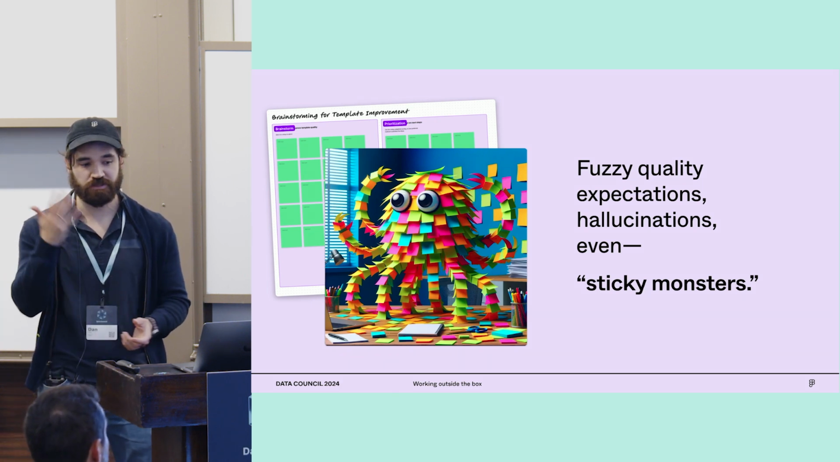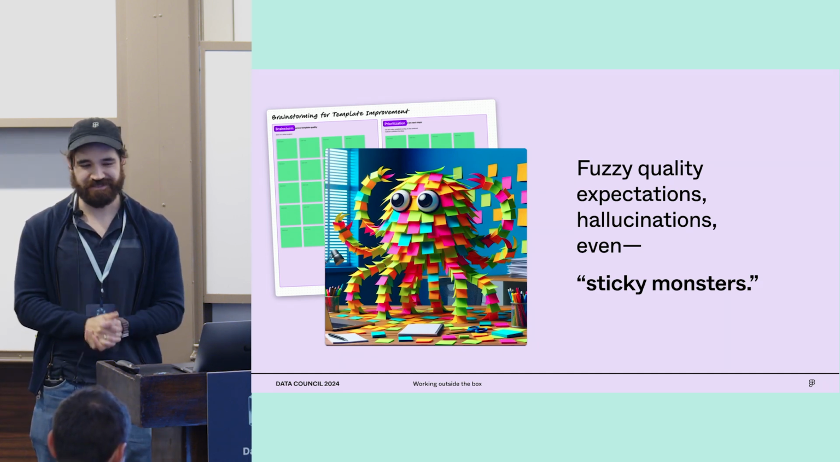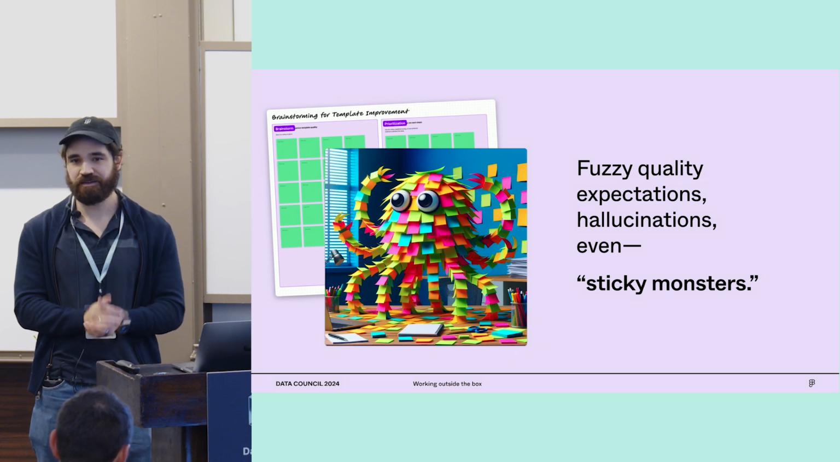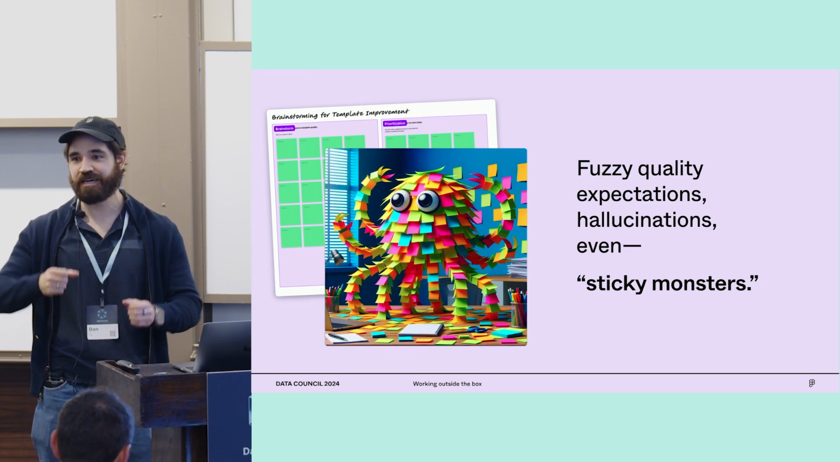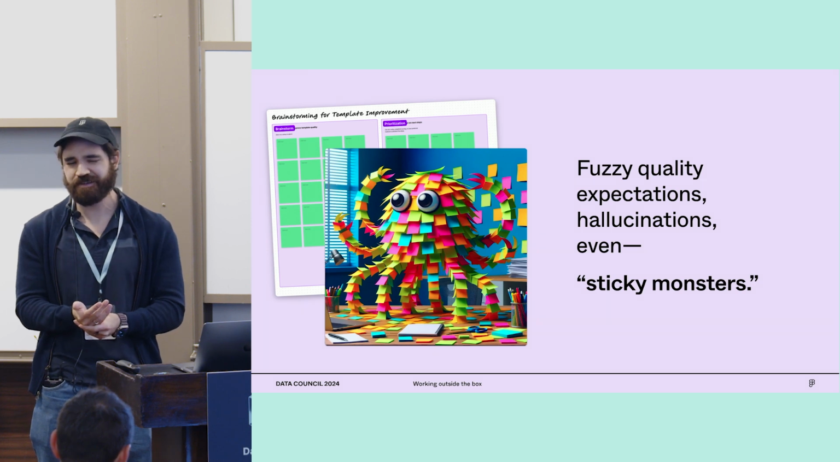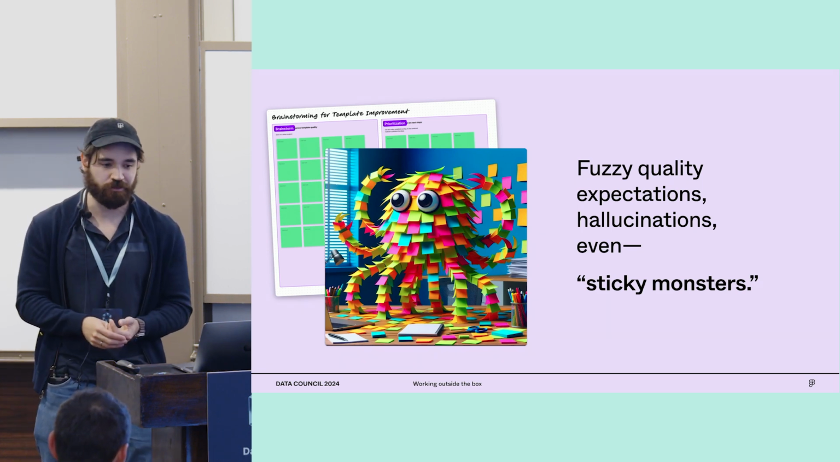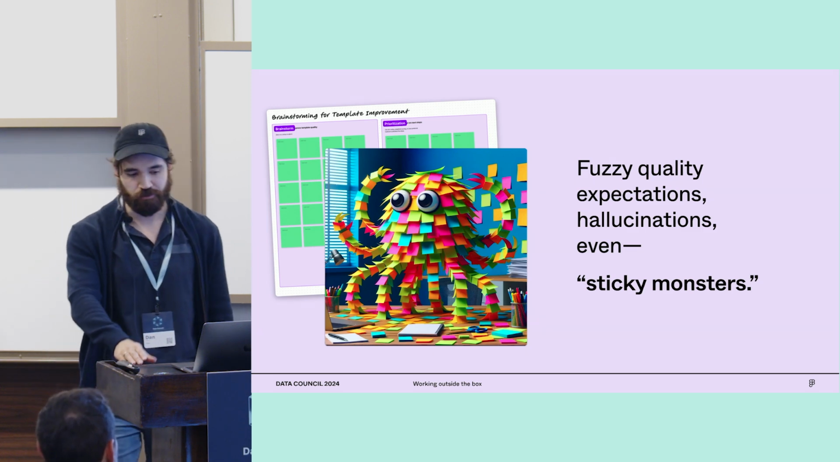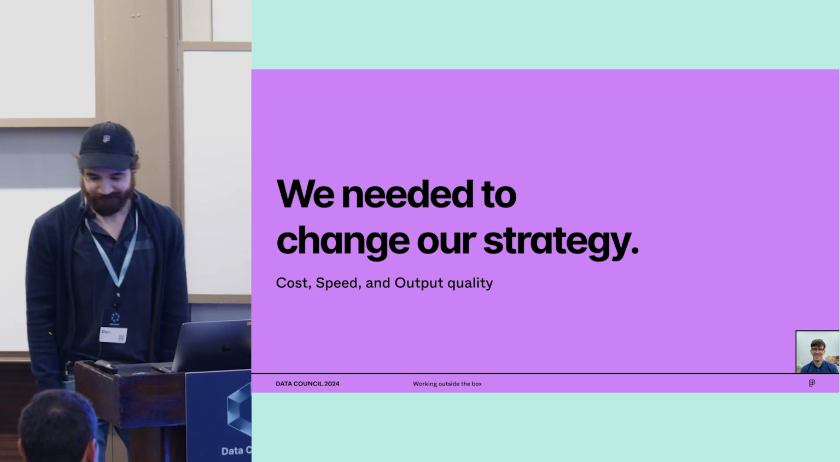And on top of this, there were LLM issues around hallucinations and inconsistencies and just random stuff. We literally had a bug in Asana called sticky monsters, because out of nowhere, GPT would decide to output a ton of stickies and the board would just look insane. It was kind of funny, but it was also quite worrisome and unpredictable. And so we had to go back to the drawing board and rethink our approach. And Michael here is going to tell you about how we solved it.